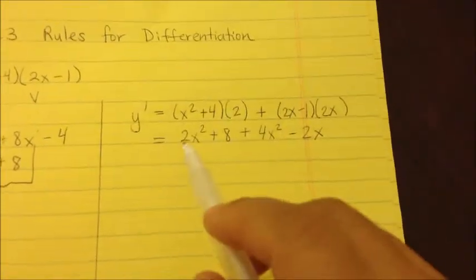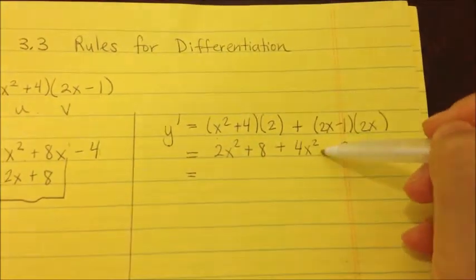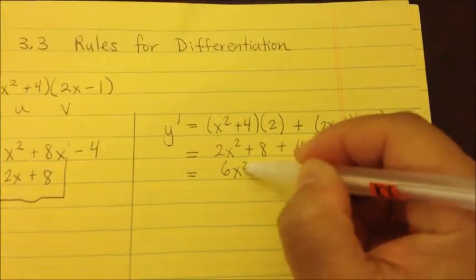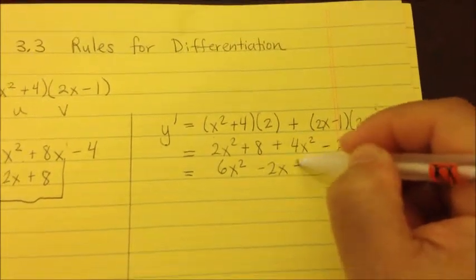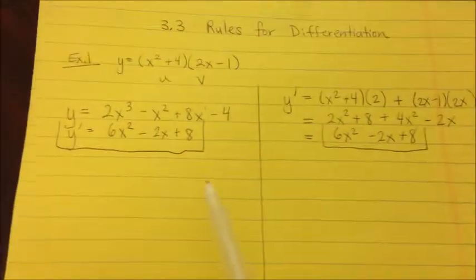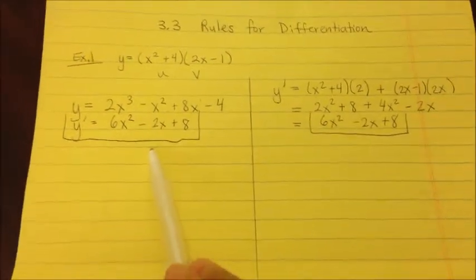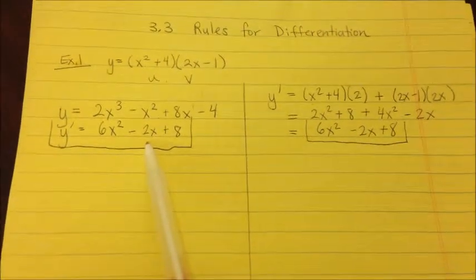Now we continue on and combine like terms. I have 2x squared plus 4x squared giving me 6x squared, and then minus 2x, and then plus 8. So that's my final answer right there. That should match up to the other one. They should always match up. It doesn't matter which method you use, it's always going to come out the same.